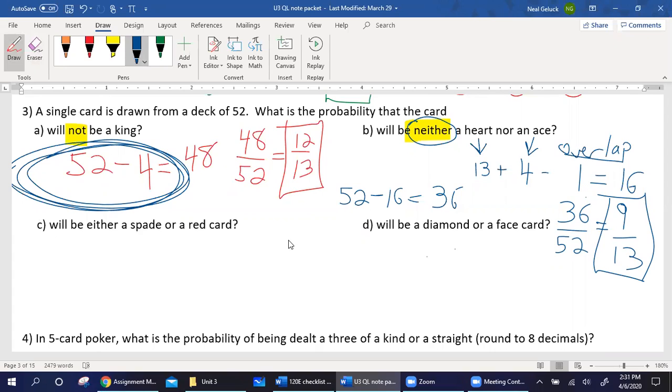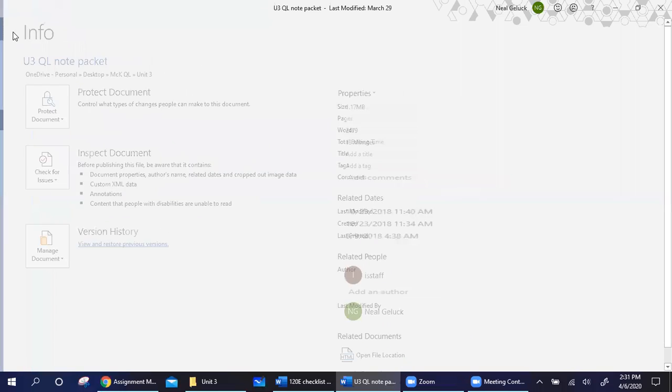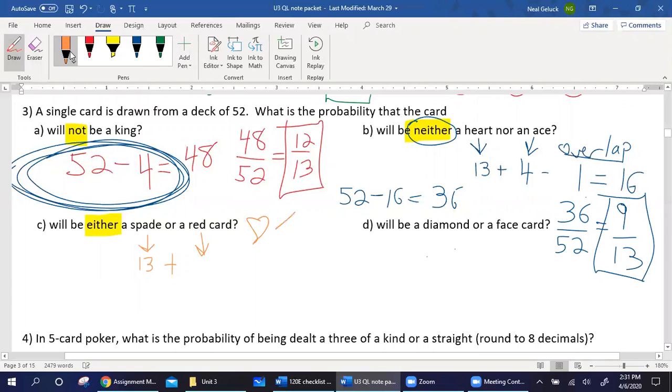On letter C, this is either instead of neither. Either a spade, there are 13 spades, or a red card. A red card is a heart or a diamond, well, that's 13 hearts, 13 diamonds, that's 26 cards.